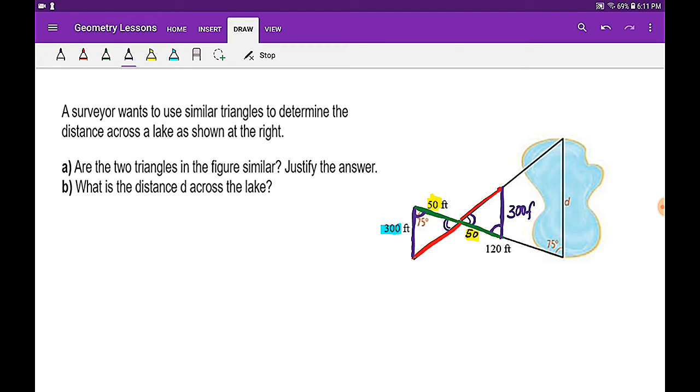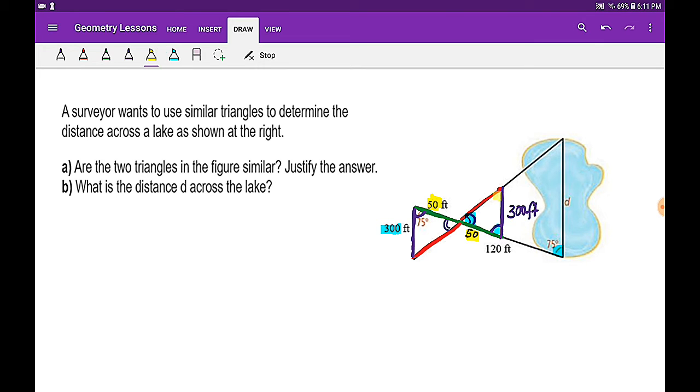300 feet. Now, what else do we know? We know that this angle right there, let me color it, is congruent to this angle, and this angle is congruent to itself.